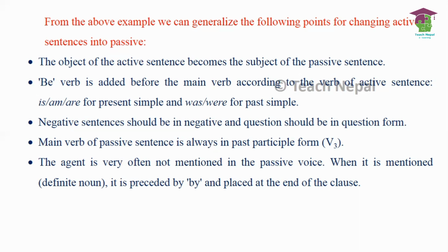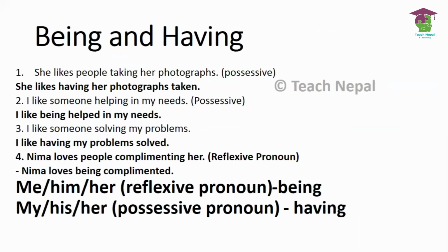When it is mentioned, that is the definite noun, right? Or it is preceded by "by" and placed at the end of the clause. After "by," we need to write the name of the person there. Of course, now most of the students are confused with having and being.